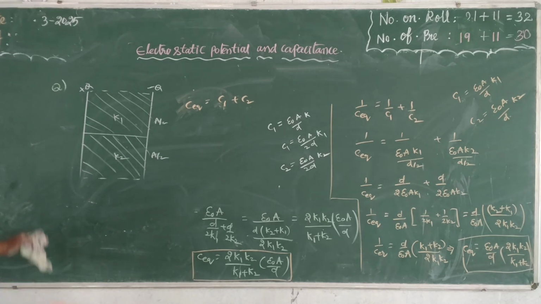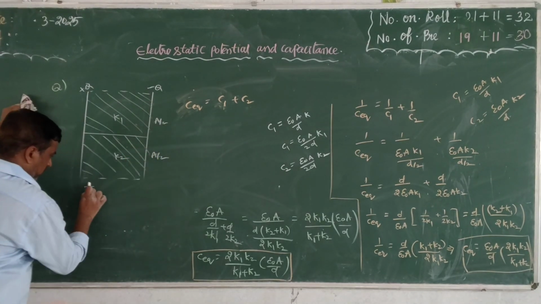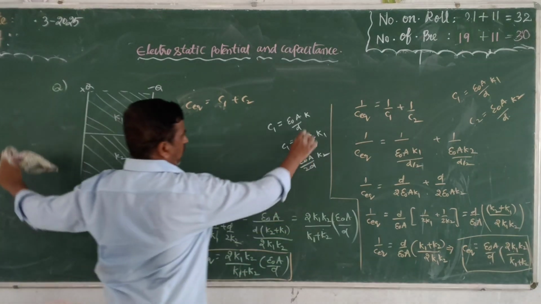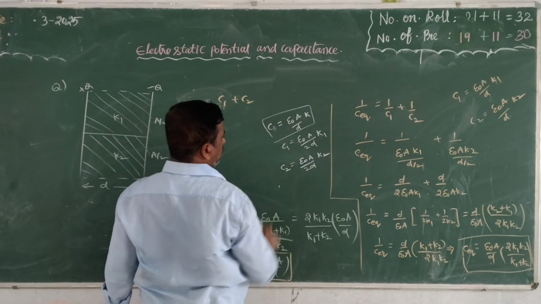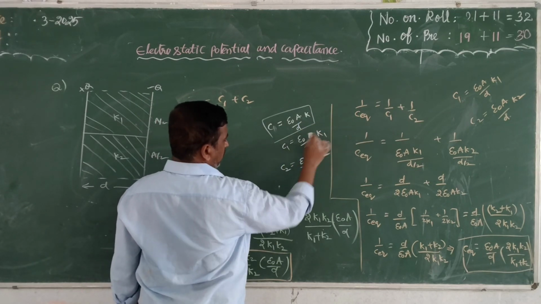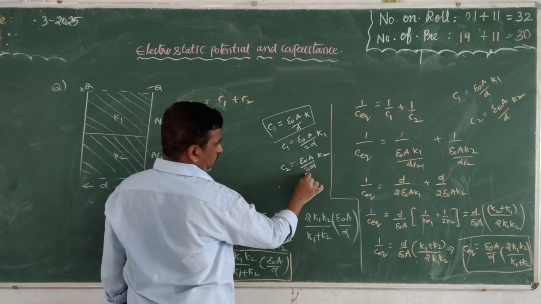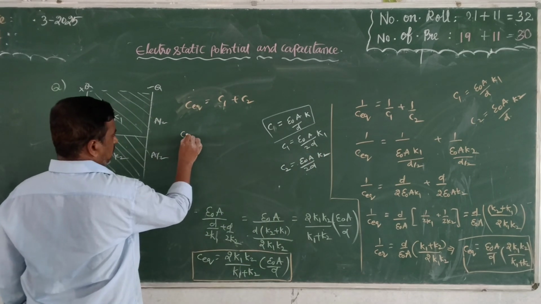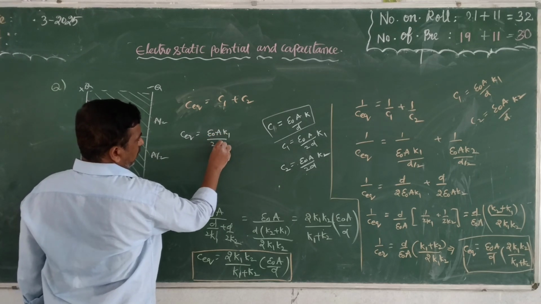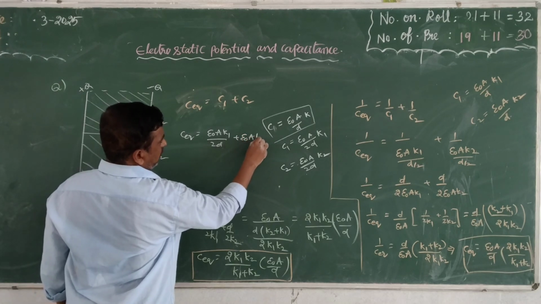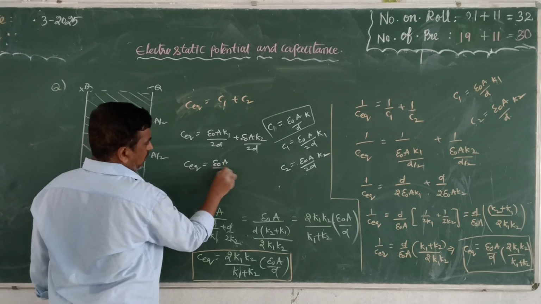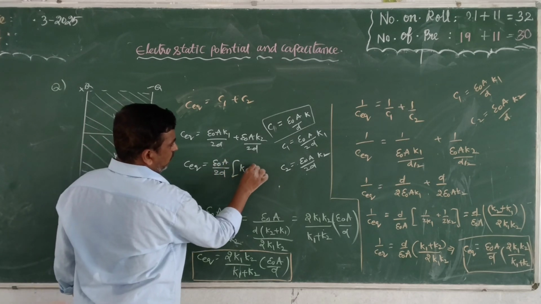See here, A by 2, this distance is d only. So it is correct. C1 equals epsilon naught A by d into K1, it is the formula actually. So C1 is epsilon naught A by 2d K1, and C2 is epsilon naught A by 2d K2. I write here C equivalent equals C1 plus C2, epsilon naught A K1 by 2d plus epsilon naught A K2 by 2d. What do we get now? C equivalent equals epsilon naught A by 2d into K1 plus K2.